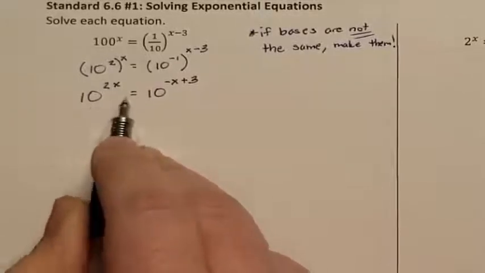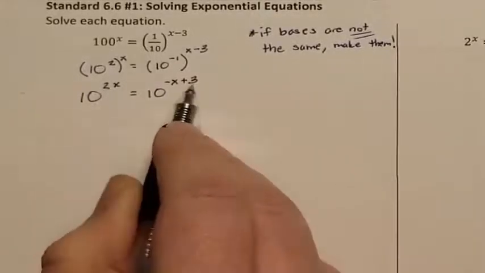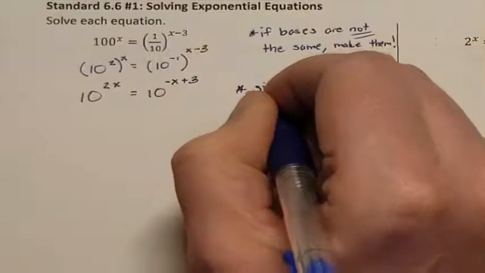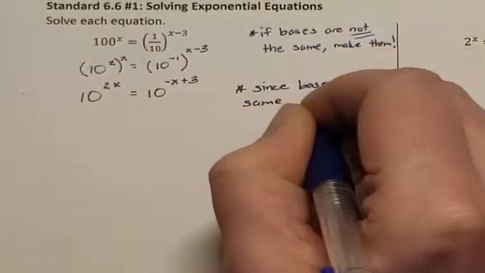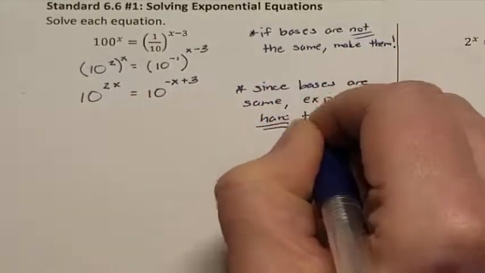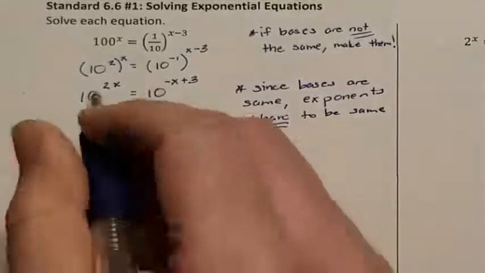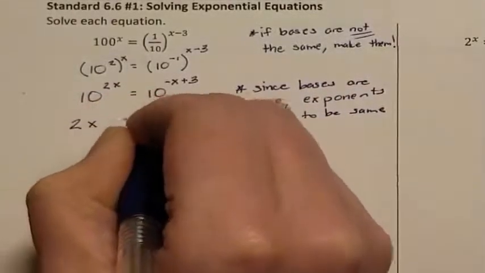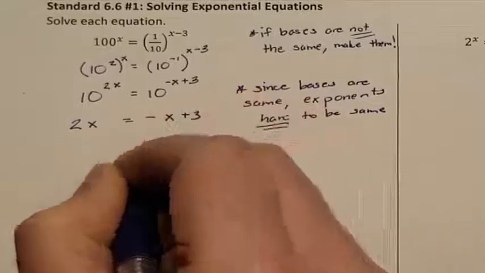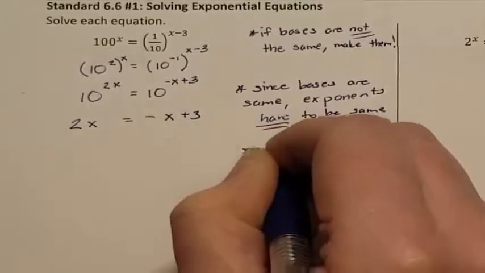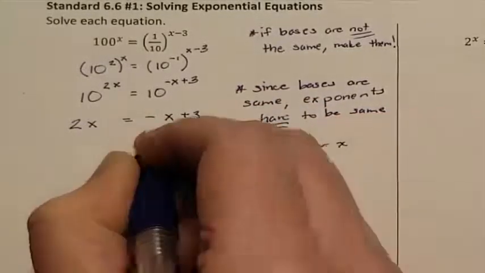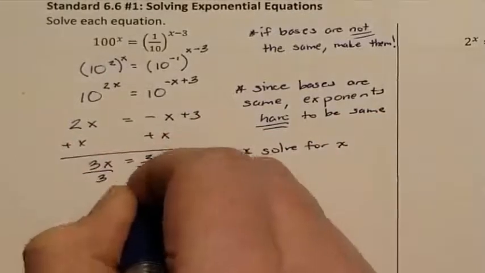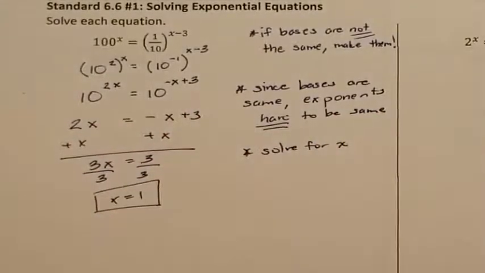If you have the same exact bases, then the exponents have to be the same. So since the bases are the same, our exponents are exactly the same. And now we are going to go ahead and solve for x. So my answer is x equals 1.